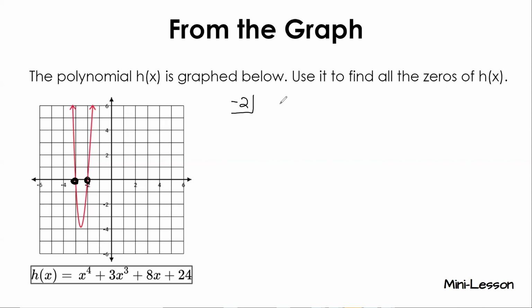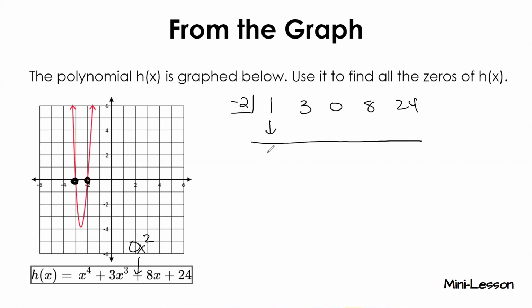Are you going to do it for -3 too? We're going to do it for -3, alright, in a second. Okay, so first we're going to do it with -2. We're going to list out our coefficients. Remember, if it's missing a term, you're going to put in a 0 for x squared, right? So we're going to list out coefficients 1, 3, 0, 8, 24.